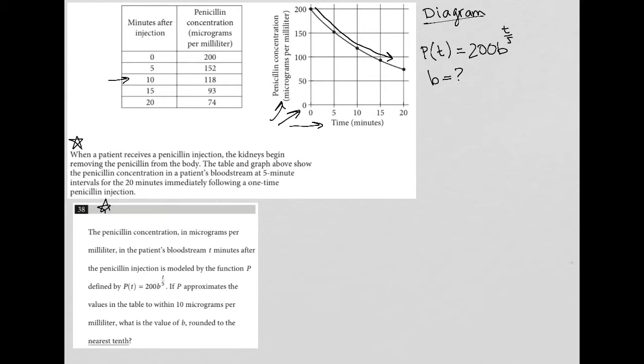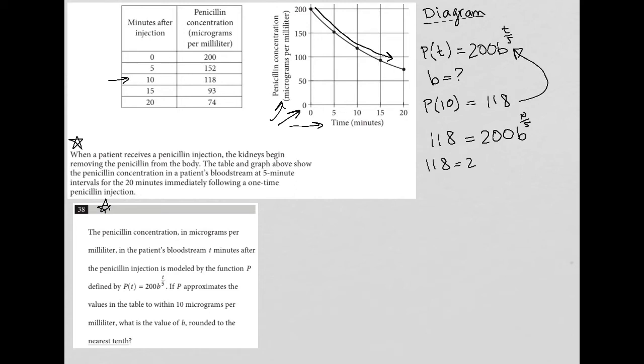Now, what does that row there tell me? That tells me that when T is equal to 10, so P of 10, then the penicillin concentration is equal to 118. So I'm going to use that information and plug it into my model. So instead of P of T, I'm going to write 118, right? So I'm replacing P of T with 118. So 118 is equal to 200 B to the, instead of T over 5 power, is going to be 10 over 5 power. So I'm replacing the T with a 10. So I continue with that.